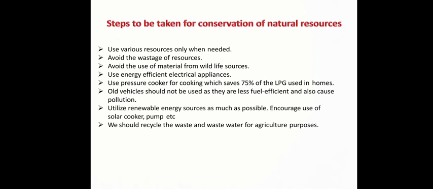Use various resources only when needed. Avoid the wastage of resources. Avoid the use of material from wildlife sources. Use energy efficiently. Use the pressure cooker. Use 75% of LPG. Old vehicles should not be used as they are less fuel efficient. Utilize renewable energy sources as much as possible.